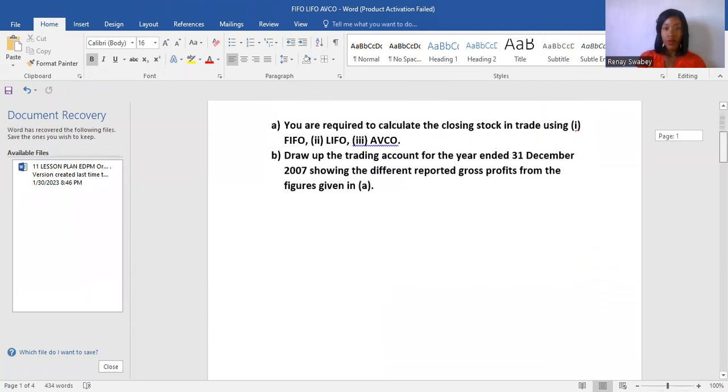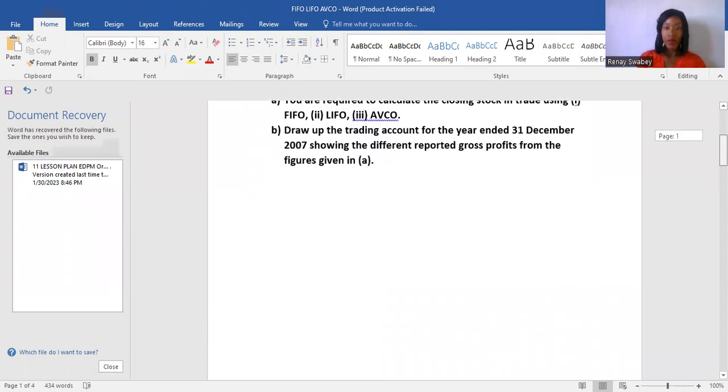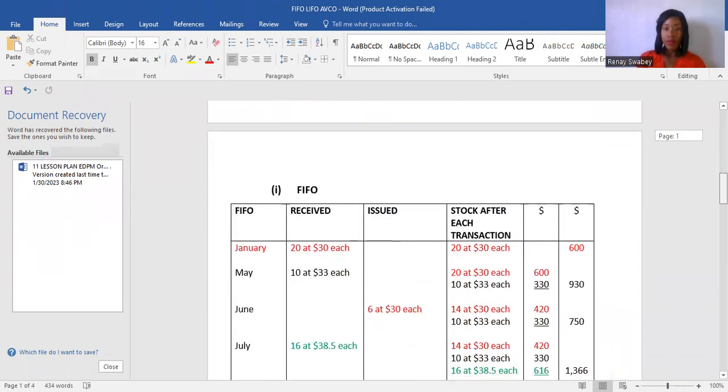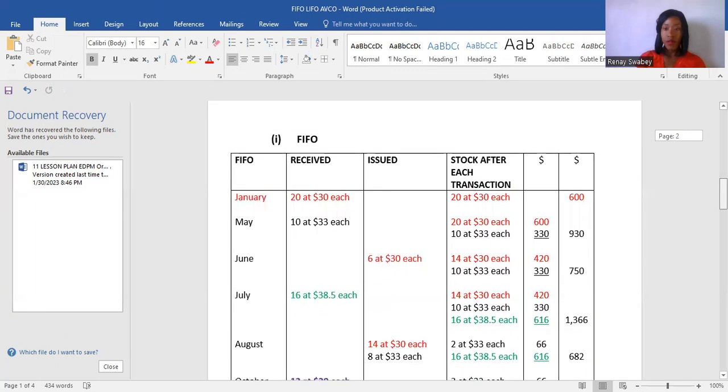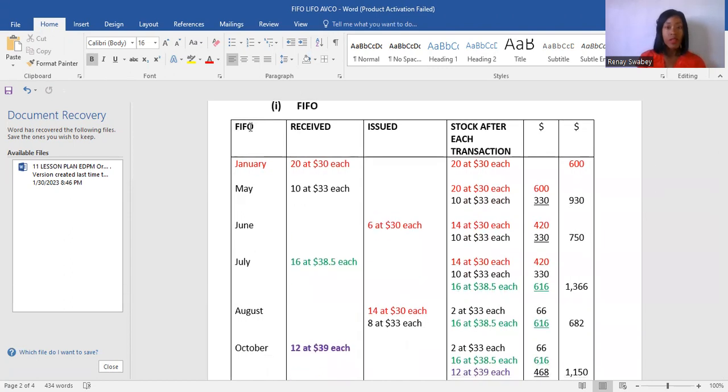Let us move on to creating our FIFO, LIFO, and AFCO accounts. So here we have our FIFO account. And the good thing about this is that I'm going a little bit slower, so when you are replaying the video, you are able to follow along in case you have missed anything at all. So for FIFO, in January, these different colors are used as a code to help you readily see where each item came from and what the next transaction would be.